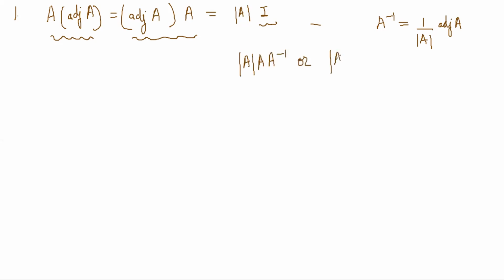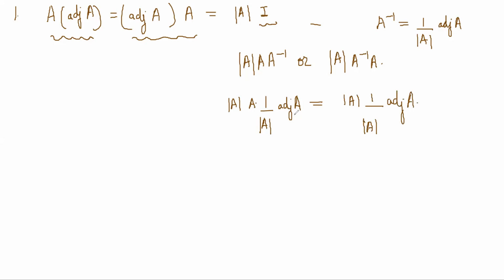Or it can be written as det of A into A inverse into A, right? Correct? Since inverse is defined as 1 by det of A into adjoint of A, A into adjoint A is the same as adjoint A into A, right? You are getting the result, correct?